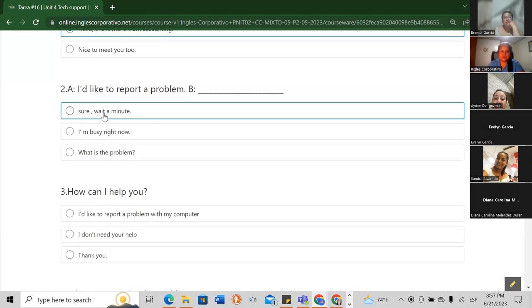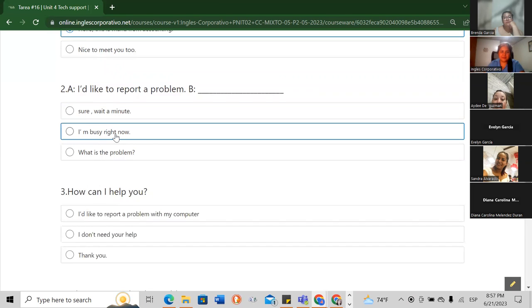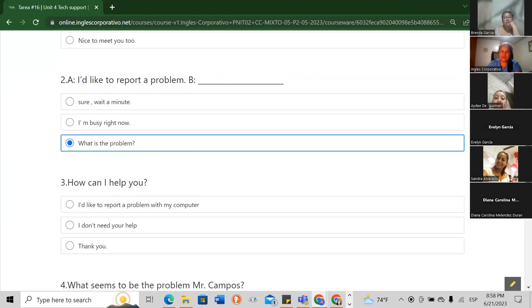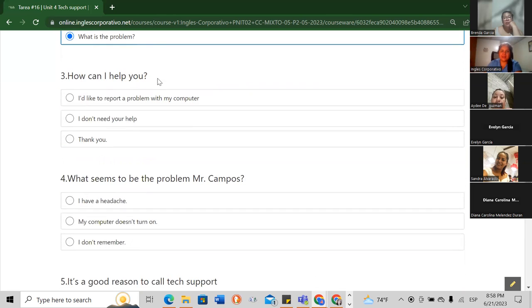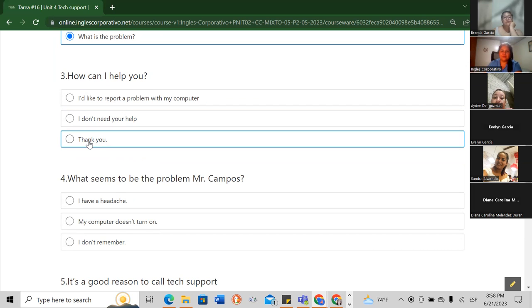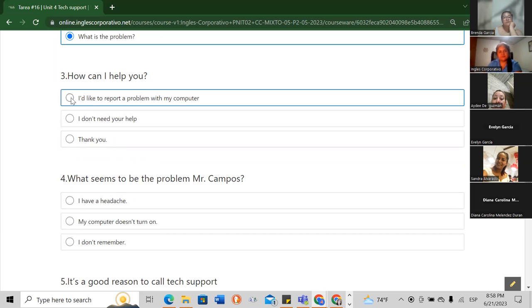Sure, wait a minute. I'm busy right now. What is the problem? ¿Cuál sería la respuesta? What is the problem? Okay. How can I help you? I'd like to report a problem with my computer. Thank you. What will be the correct one? I'd like to report a problem with my computer.